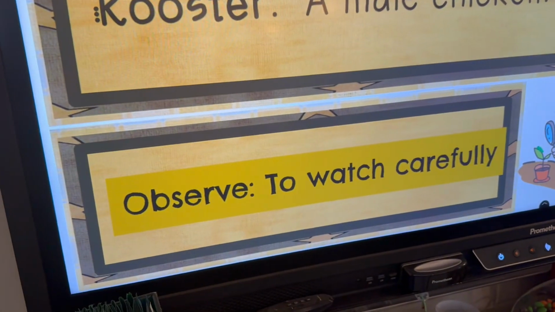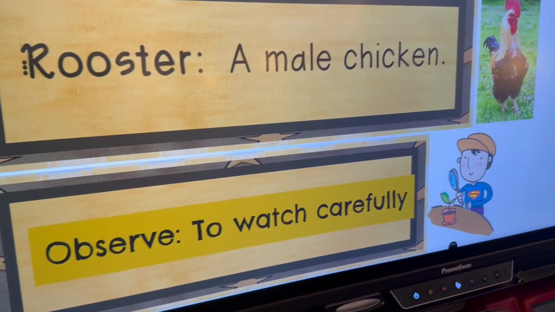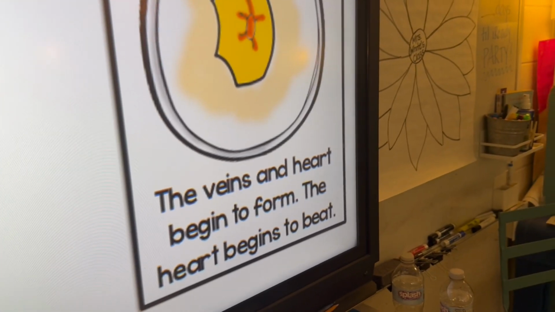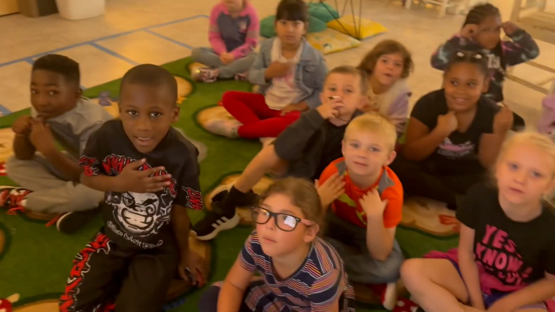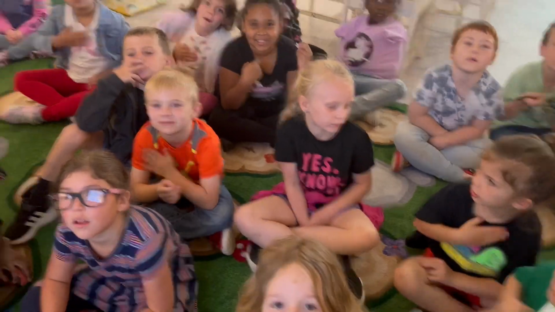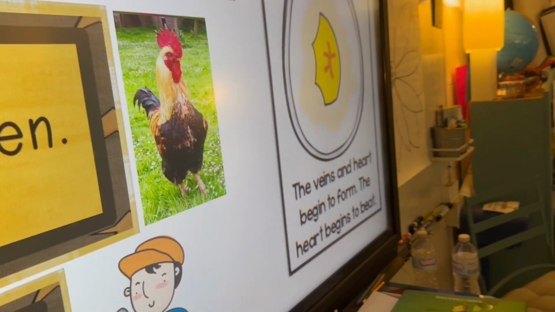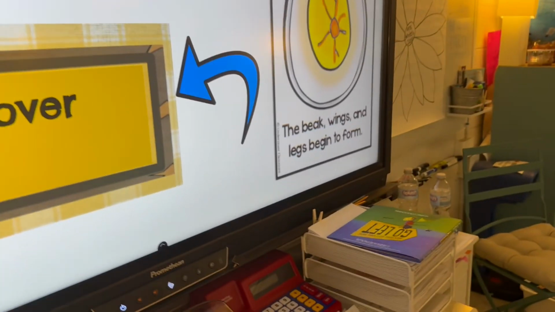And the third word we had yesterday was to observe, which means to watch carefully. On day 2, there was a sound that happened. What was it? The heart began to beat, and we have blood vessels that are coming. All right, let's take a look at day 3.